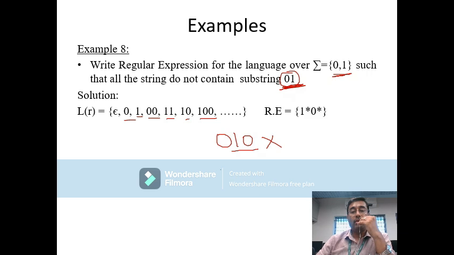So this is not allowed. 0, 1, 1 is also not allowed over here. So in such a way I have to construct the language where 0, 1 does not come. For that, what I have to do is individually put 1 star, then 0 star over here. So this is an example for the strings that don't contain the substring 0, 1. Okay, thank you.